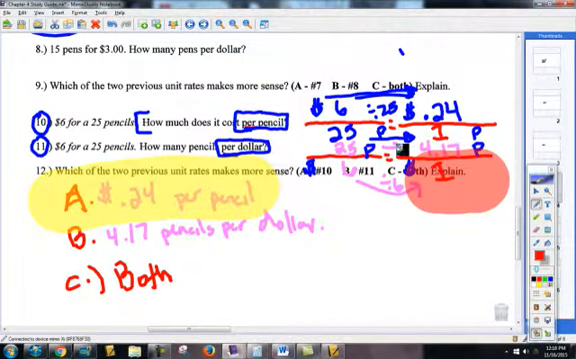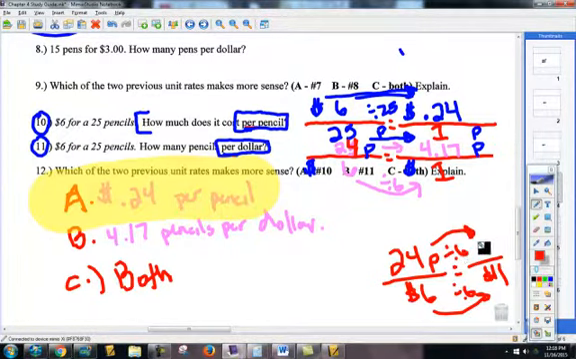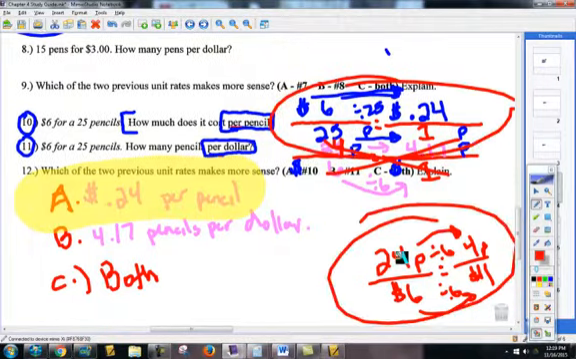But let me just change this problem a little bit. Let's say instead of it being 25, let's say it was 24. Okay, so don't get too confused here on what this is. Then it would be 24 pencils for $6. Now, how many am I getting here? What if I did this? Then I get 4 pencils. If that was the answer for that one, do they both make sense or does one make more sense? Both make sense, because I know I can buy a whole number of pencils, right?